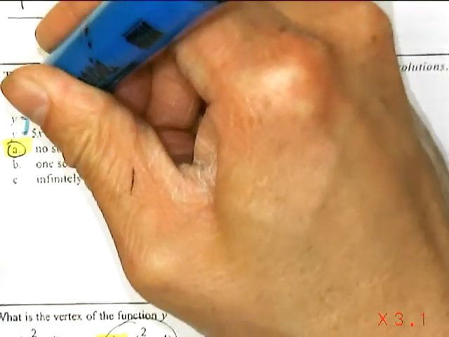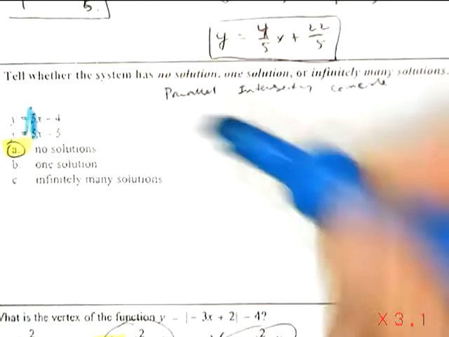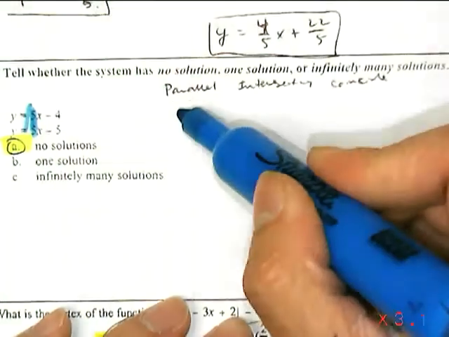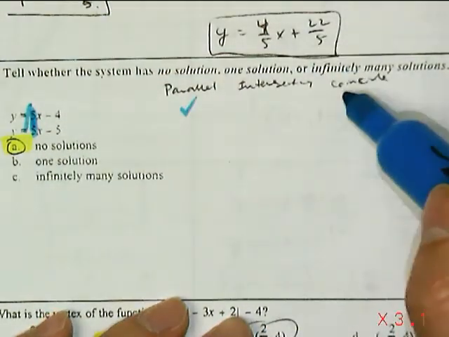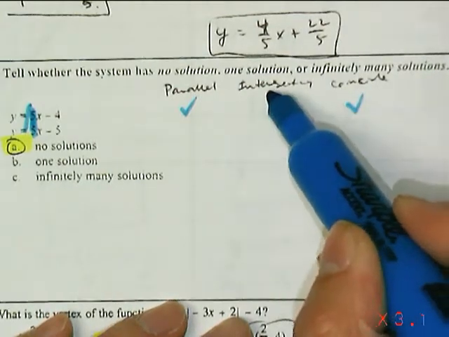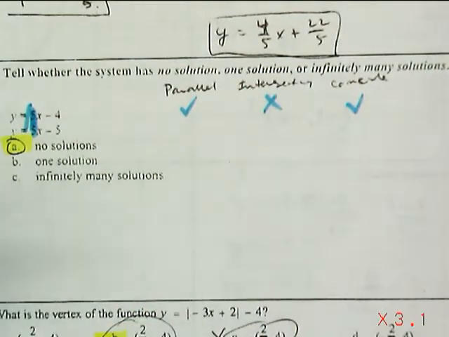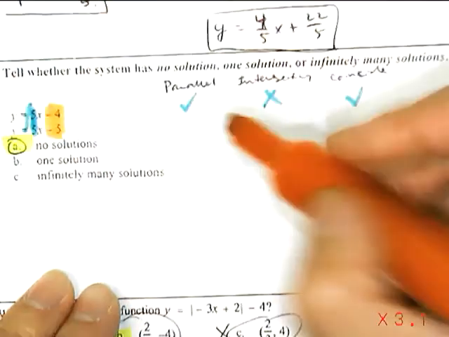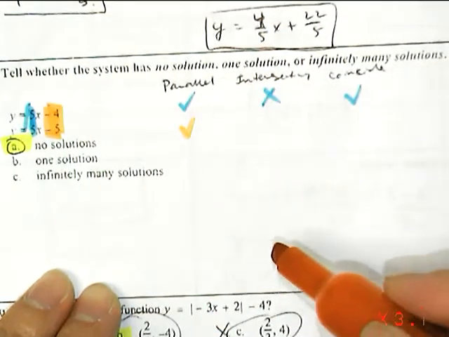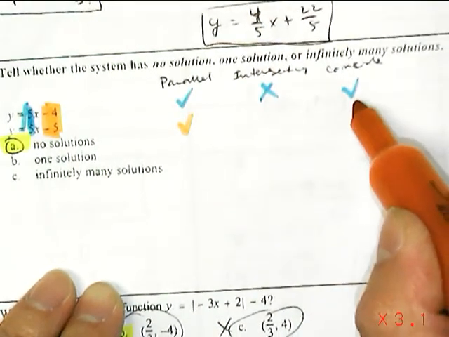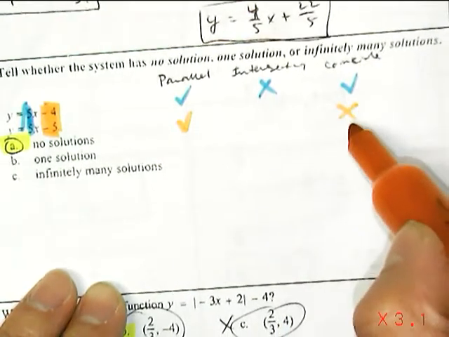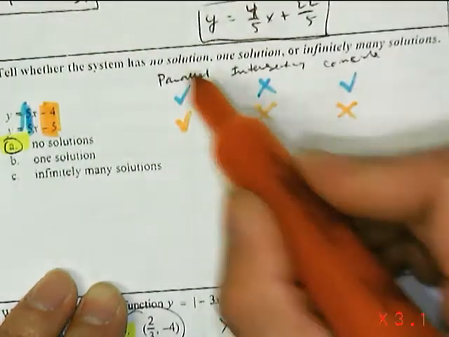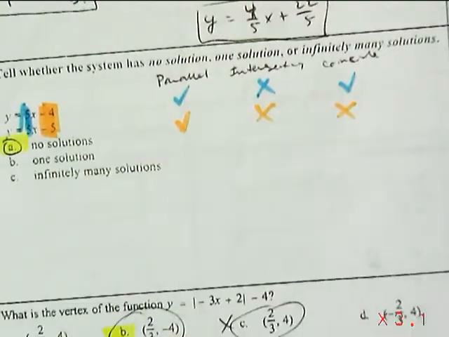So if my slopes are essentially the same, I know it can be parallel. It can also be coinciding, but it can't be intersecting, because intersecting lines have to have different slopes. I also notice here that my y-intercepts are different. So if they're different, that means that they're parallel. They're not coinciding. Coinciding just means same exact line. So if they're parallel, it means it's no solution. A is my answer.